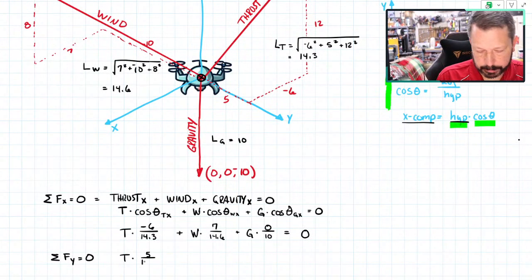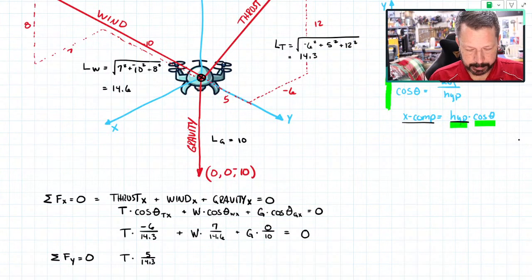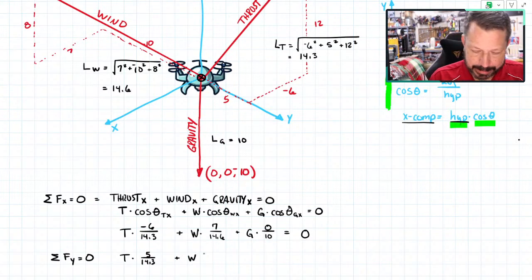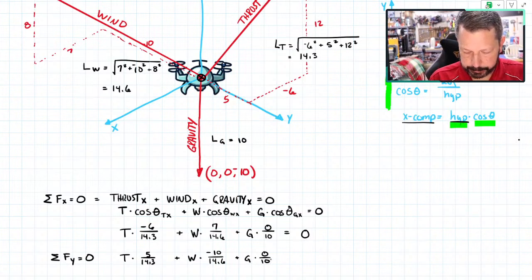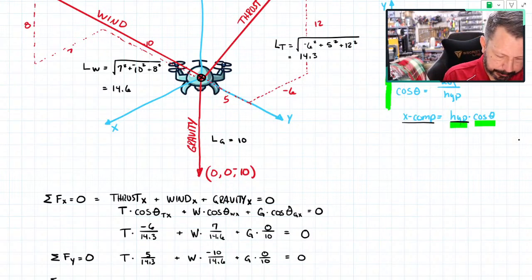The length, or the magnitude of T, was 14.3, so that's the same. Plus W, the wind, has a -10 for its y component, 14.6 for its magnitude, plus G, there's a 0 there, equals 0.